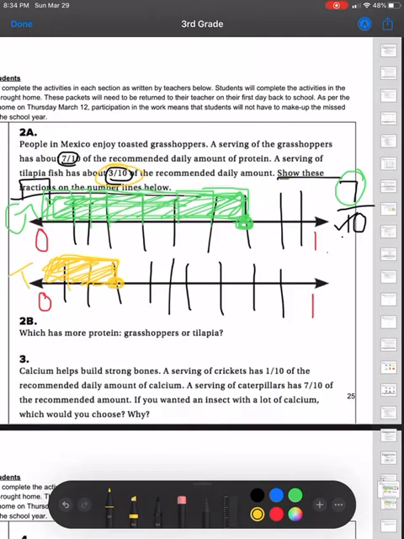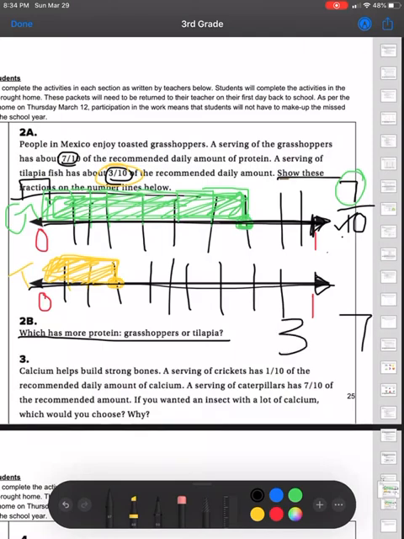So now you're finished with part A. So now we need to look at the second part of 2B. So our question is, which has more protein, grasshoppers or tilapia? So let's look. Grasshoppers, as you can see, has 7/10. So it's really close to being a whole, while tilapia has a further way to go. And you can even think of it as 3 and 7. So which one's bigger? Good. 7's bigger. So that means the grasshopper has more protein.